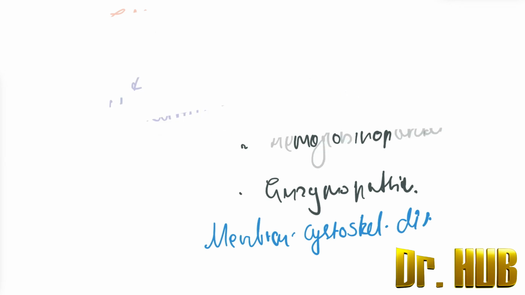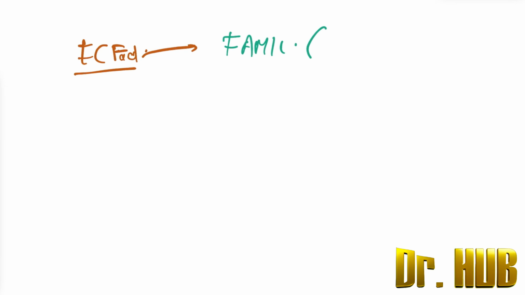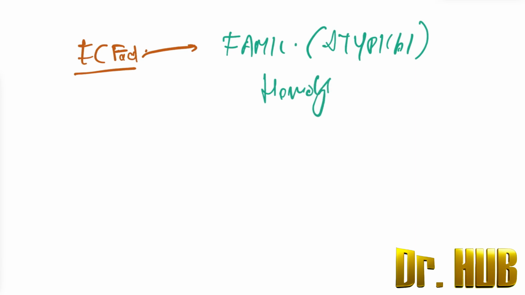Next, under hereditary, what are the extracorpuscular factors? When you look at the extracorpuscular factors, we are writing it as ECF. It is the familial type, which is nothing but the atypical hemolytic uremic syndrome. Next we move on to the acquired variety.